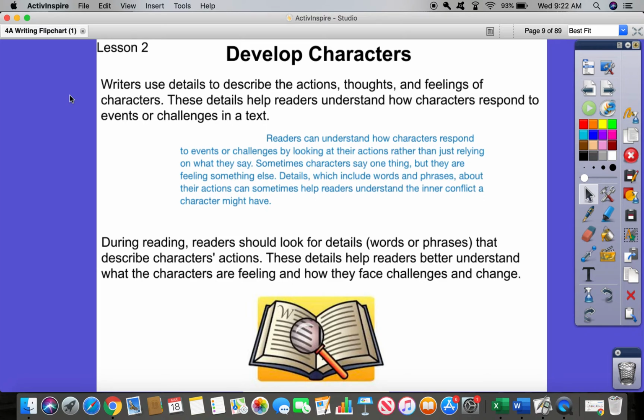Sometimes characters say one thing, but they're feeling something else. Details, which include words and phrases about their actions, can sometimes help readers understand the inner conflict or problem a character might have. So during your reading, readers should look for details, words, or phrases that describe characters' actions. These details help readers better understand what the characters are feeling and how they face challenges and change.